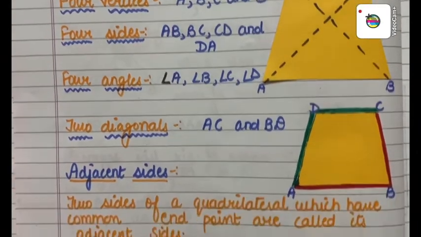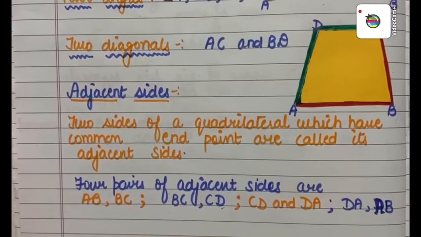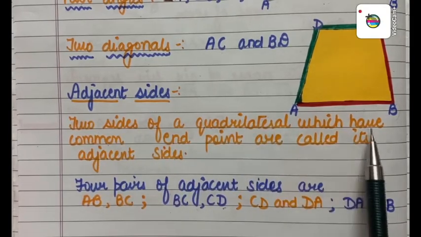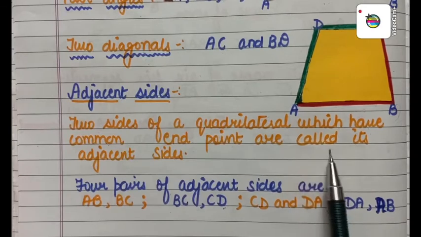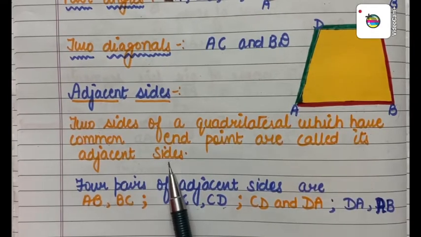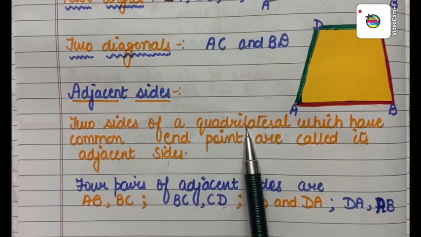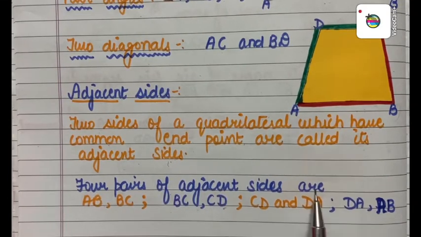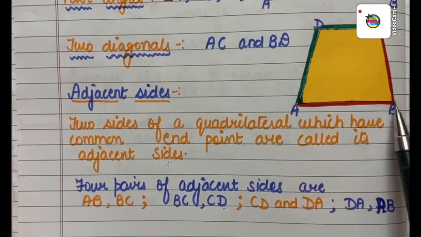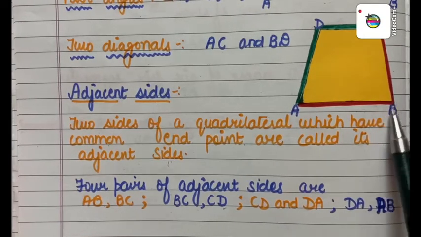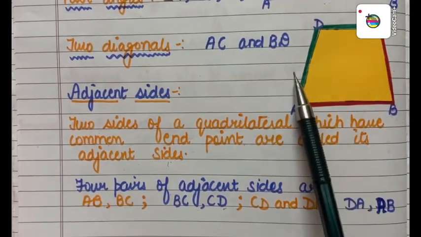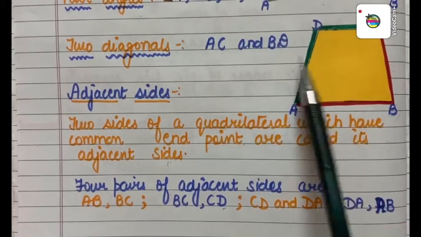So now the next definition is adjacent sides. So now what are adjacent sides? 2 sides of a quadrilateral which have a common endpoint are called its adjacent sides. It means the 2 sides of a quadrilateral which have one common endpoint, that is known as adjacent sides. So if we look in a quadrilateral, there are 4 pairs of adjacent sides, that is AB, BC, because they are having the common endpoint, that is B. Second pair is BC, CD. Third pair is CD, DA. Fourth pair is DA and AB.